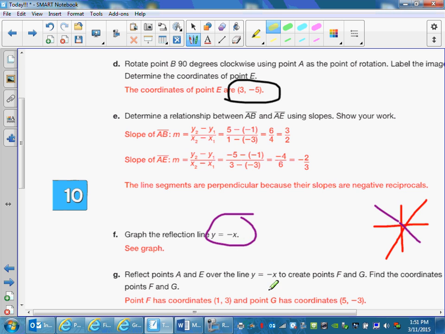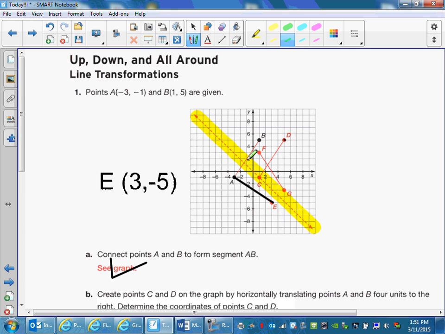Okay, reflect AE to make FG. How far away is AE from that yellow line? 1, 2 diagonal. This is 1 diagonal away, so G will be 1 diagonal away. And then that would make up your segment FG, so make sure you plot FG. Now we want to know if they're parallel, perpendicular, or neither. So you will compare the slope of AE to the slope of FG.